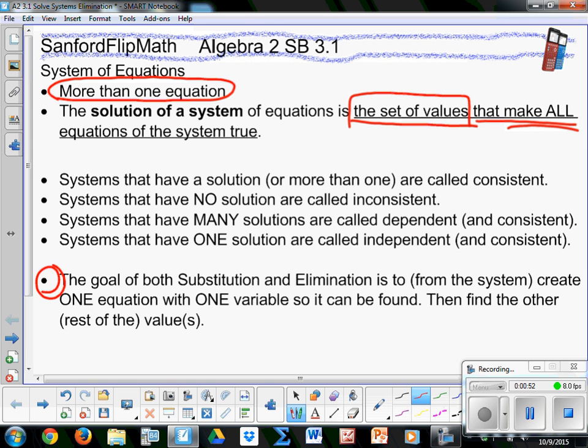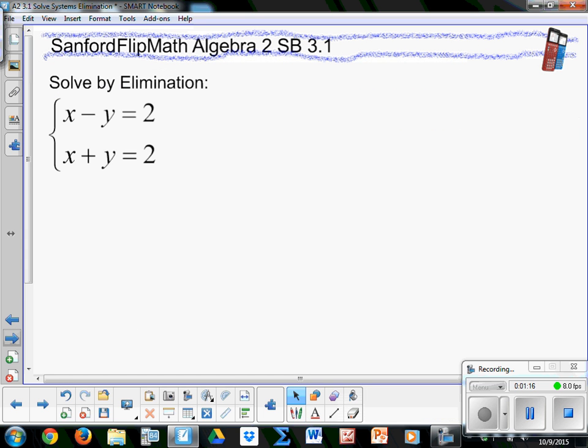Specifically for substitution and elimination, basically our goal in those two methods is to somehow work the system down to one equation with one variable. So that's the big goal for us right now, is to work all of these equations and variables down to one equation, one variable, or one equation, one unknown. Okay, so that's what we're going to do.